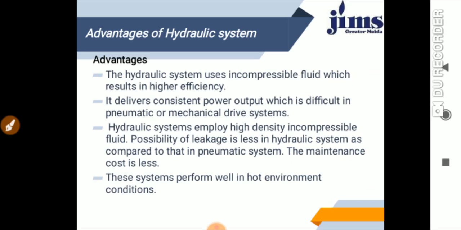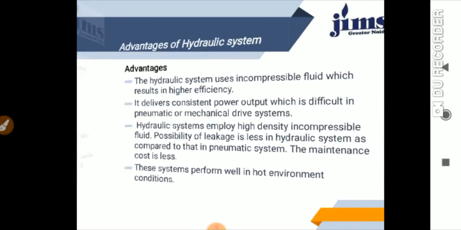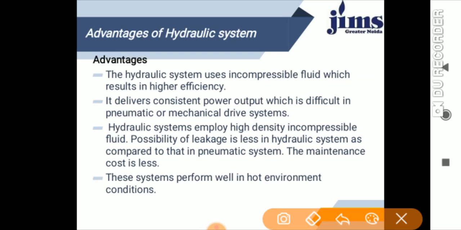What are the advantages of the hydraulic system? Every system has some advantages and some disadvantages. So we are talking about the advantages of the hydraulic system. The hydraulic system uses an incompressible fluid, which results in higher efficiency. Then it delivers a consistent power output, which is difficult in pneumatic or mechanical drives.